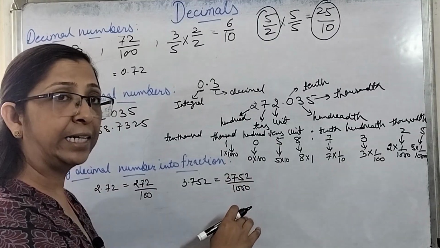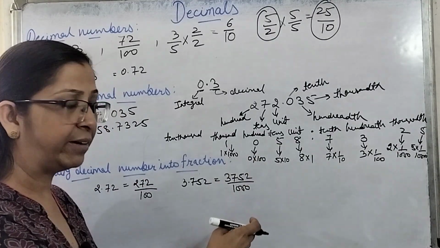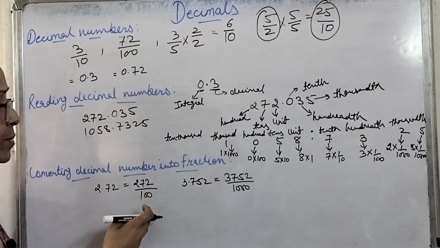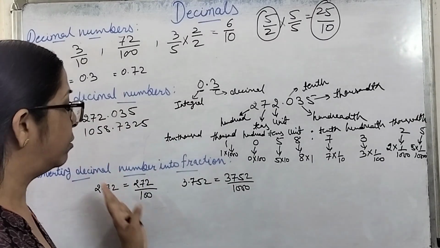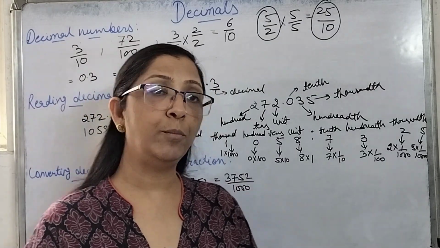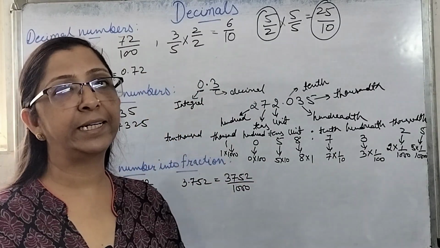Now we can simplify it even, because both are divisible by 2. We can divide over here even. The numerator is divisible by 2, the denominator is divisible by 2. So we can convert it into the lowest form. We can divide it up to the time it is getting divided.